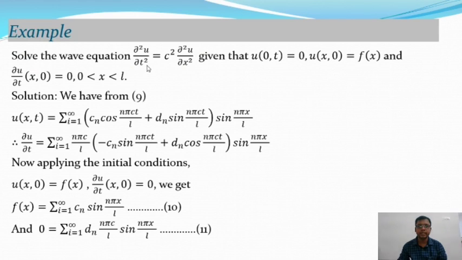∂²u/∂t² is equal to c² into ∂²u/∂x². Given that u(0, t) is equal to 0, u(x, 0) is equal to a function f(x), and the first derivative of u with respect to t, that is ∂u/∂t (x, 0), is equal to 0, and x lies in the interval (0, L). Okay, so we have from equation 9, I have already found the solution of this equation.